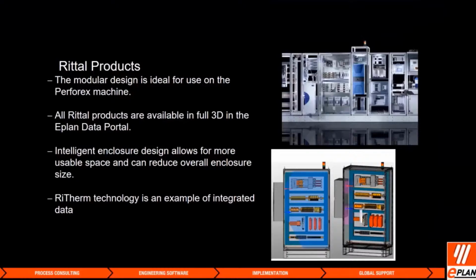So the design internally of the panels, even panels like wall mount boxes, is really well thought through, and we're maximizing the available space usage inside of an enclosure. The Rittal Therm technology, which is for determining the heat dissipation requirements of a panel, works hand in hand with ePlan Pro Panel to ensure that customers are not undersizing or oversizing the cooling equipment.